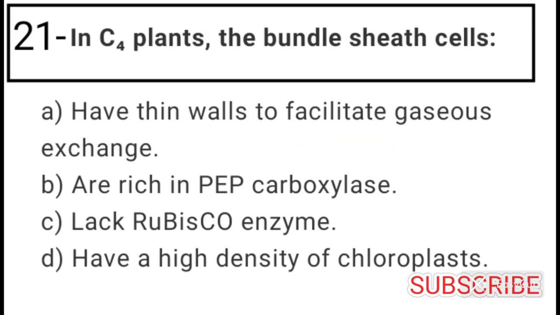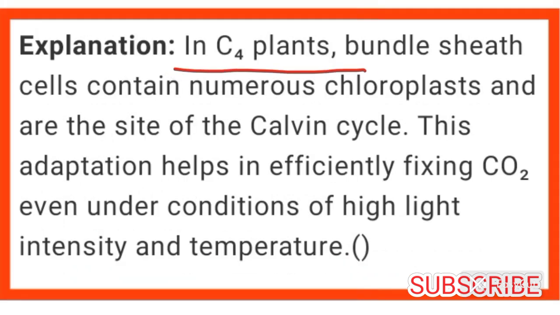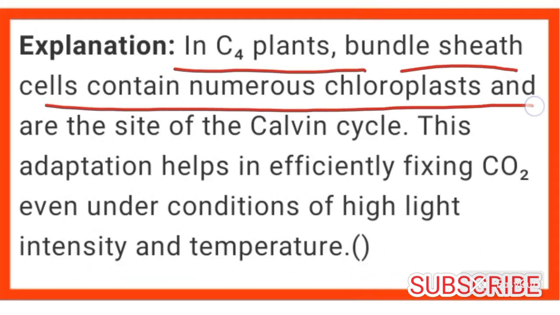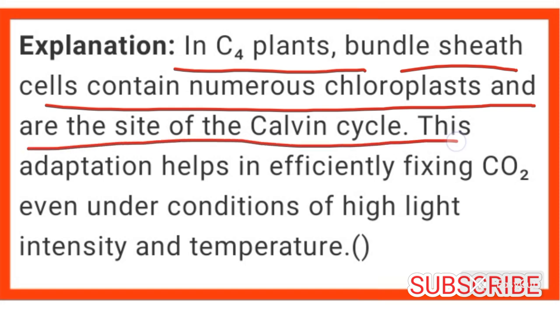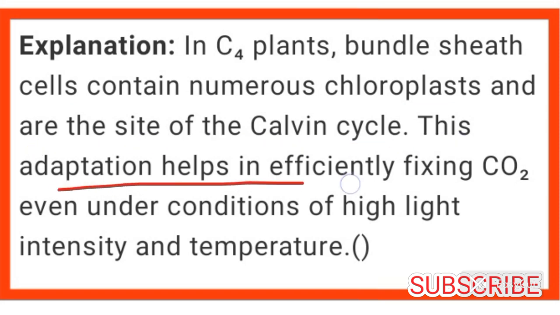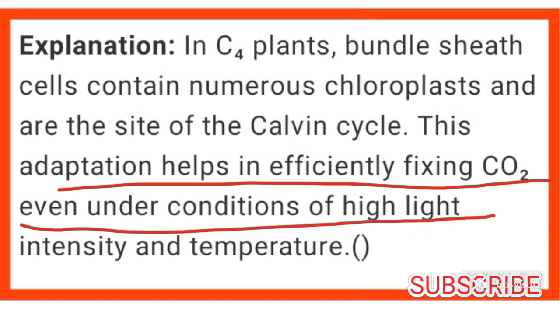Question number 21. In C4 plants, the bundle sheath cells have a high density of chloroplast. So option D is correct for question number 21. In C4 plants, bundle sheath cells contain numerous chloroplasts and are the site of Calvin cycle. This adaptation helps in efficiently fixing CO2 even under conditions of high light intensity and temperature.